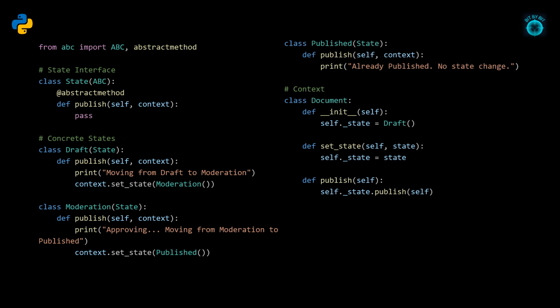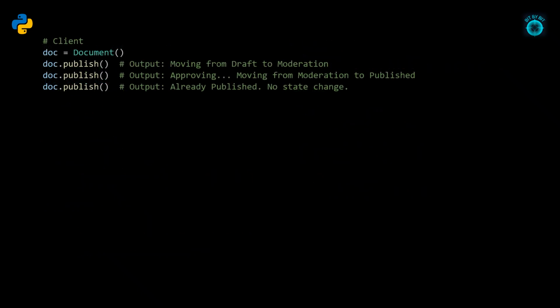The Document class is our context object. It holds a reference to the current state, starting with Draft. Its publish method simply delegates the call to the current state object. In the client code, we create a document and call publish 3 times. First, it moves from draft to moderation, then from moderation to published. Finally, since it's already published, it prints a message and stays in the same state.